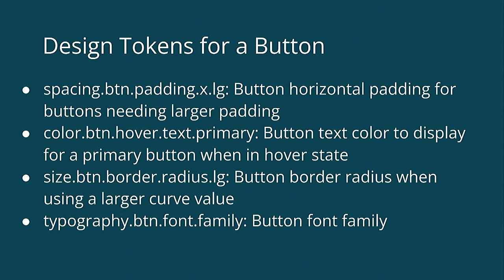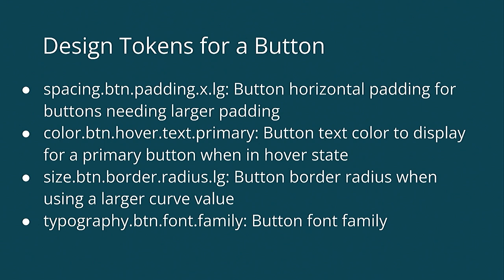All the design tokens start with the namespace, what kind of aspect of design it's changing. So the first one is spacing, and then you have a dot btn standing for button. Padding, it's dealing with padding. X is for the horizontal padding, and LG stands for large, so it's dealing with the padding that needs to be applied on a horizontal level in a large button.